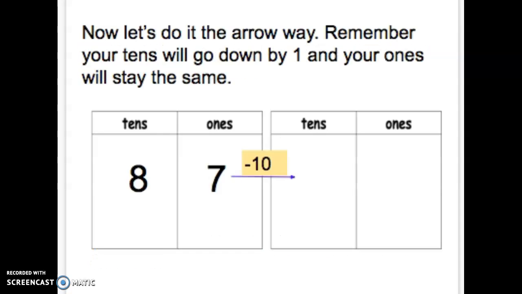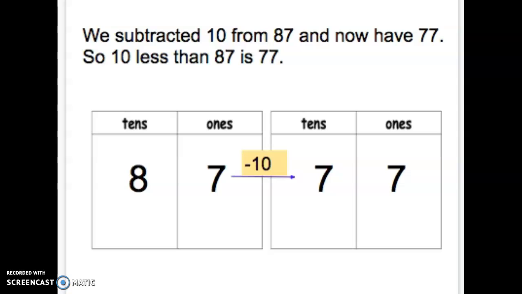Now let's do it the arrow way. Remember, your 10s will go down by 1 and your 1s will stay the same. So 87 minus 10 will give you, if you have 8 10s here and you're going to take away 1, that's going to give you 7 10s, and your 1s are going to remain the same. So you would have 7 1s. So we subtracted 10 from 87 and we came up with the number 77. 10 less than 87 is 77.